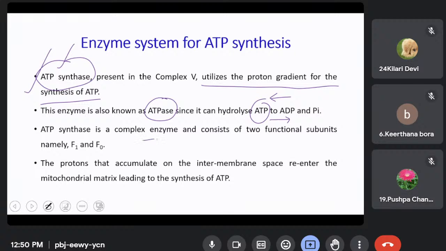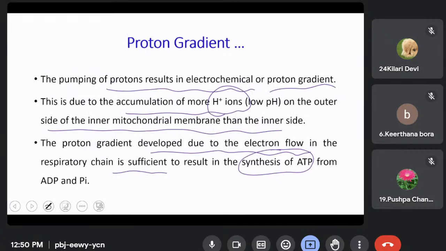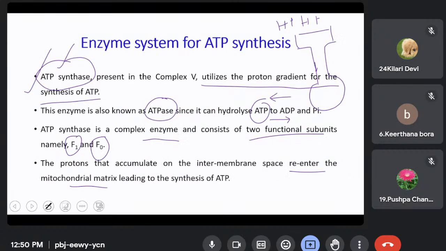The ATP synthase is a complex enzyme. It consists of two functional subunits, namely F1 and F0. F0 is the base, followed by a stalk and a head region. This is the F1 particle. The protons that accumulate in the intermembrane space re-enter the mitochondrial matrix, leading to the synthesis of ATP. How do they re-enter the mitochondrial matrix? Through the F0 F1 complex.